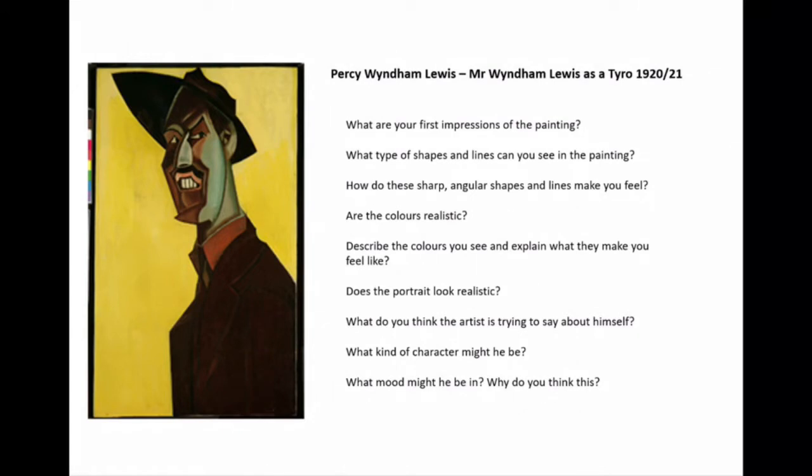What are your first impressions of the portrait? What type of shapes and lines can you see in the painting? How do these sharp, angular shapes and lines make you feel? Are the colours realistic? Describe the colours you see and explain what they make you feel like. What might the artist be trying to say by the colours he uses? Does the portrait look realistic?